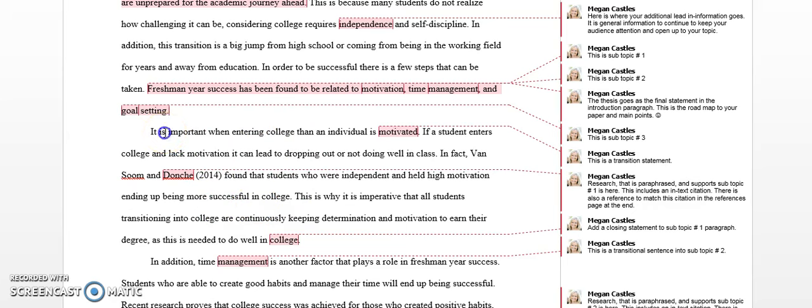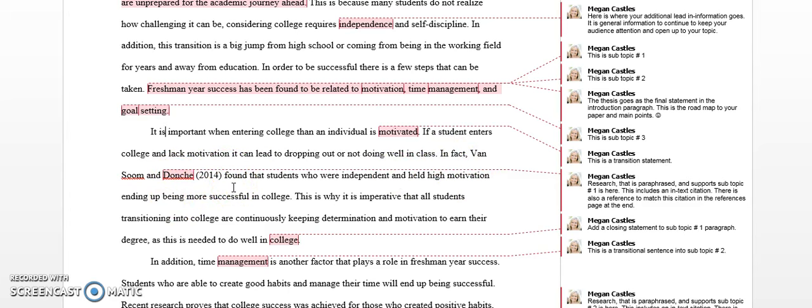What I did is I added a transitional sentence here. And what I have is, it is important when entering college that an individual is motivated. So right away, I'm moving into that first subtopic. If a student enters college and lacks motivation, it can lead to dropping out or not doing well in class. In fact, Van Soom and Donche 2014 found that students who were independent and held high motivation ended up being more successful in college.